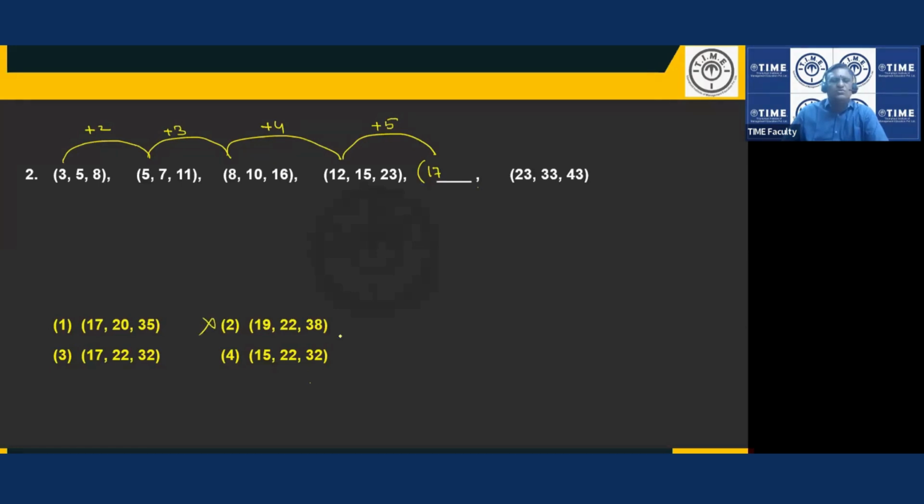The first number 17 is in option number 1, so the second and fourth options are eliminated. Between the first and third options the numbers are different. Then you find 5 to 7, 7 to 10, 10 to 15. 5 to 7 is plus 2, 7 to 10 is plus 3, 10 to 15 is plus 5. So it is 2, 3, 5. What are 2, 3, 5? Prime numbers. The next prime number is to be taken. 15 plus 7 is 22. Between the first and third option, the second number 22 is in option number 3.